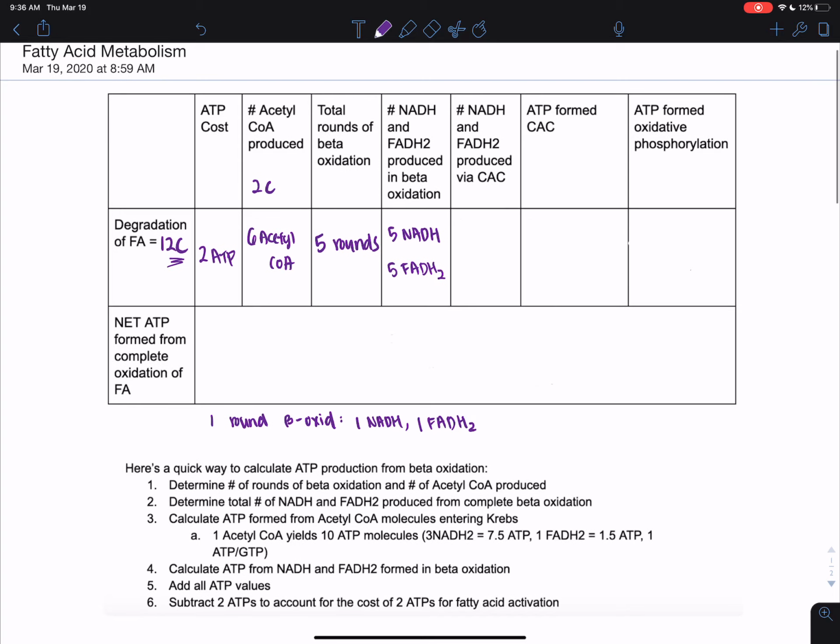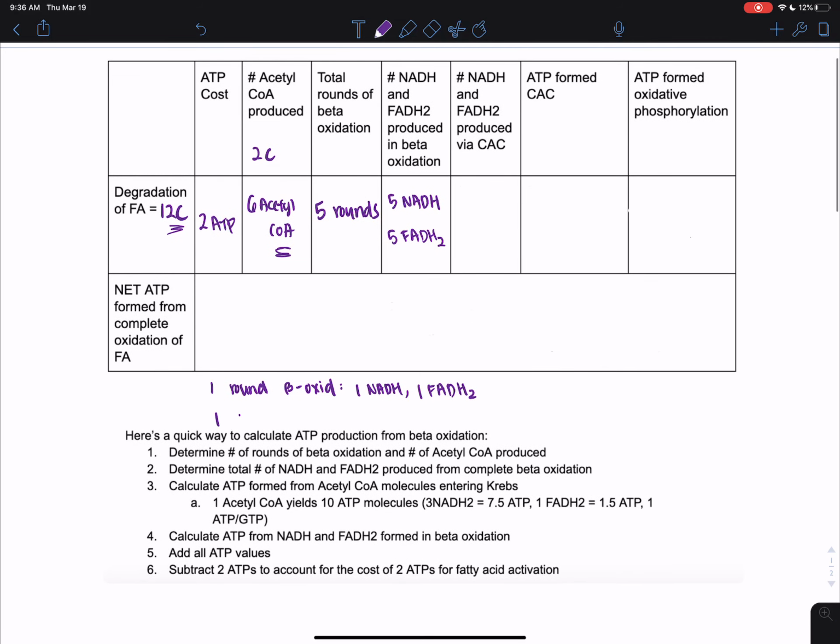Okay, so now you have the 6 acetyl-CoA that you produced, and this can get fed into the citric acid cycle. If you remember, 1 turn of the citric acid cycle will give you 3 NADH and 1 FADH2. And you have 6 acetyl-CoA, so you're going to be turning the citric acid cycle 6 times. So you can do 6 times 3 to give you 18 NADH, and then 6 times 1 to give you 6 FADH2.